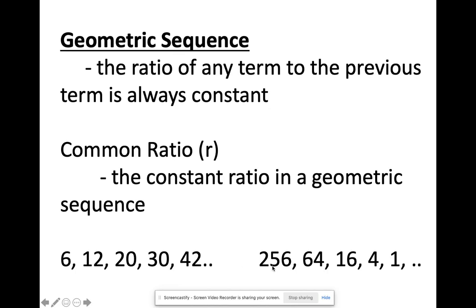However, on the right, this one is getting smaller. If I multiply 256 by 1/4, or if I divide it by 4, I get 64. Divided by 4 is 16, divided by 4 is 4, divided by 4 is 1. So the common ratio here is 1/4. That's the number that is being multiplied. So the one on the right is a geometric sequence. Okay? Clear? Let's go on to the next slide.